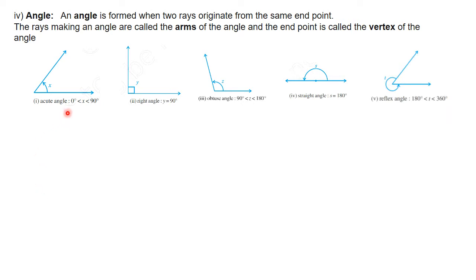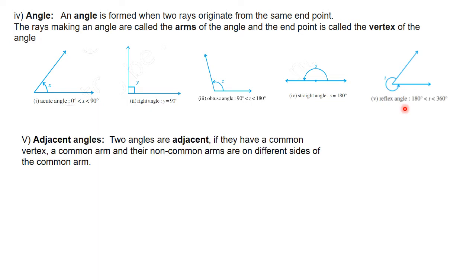So this is an acute angle, whose measure is greater than 0 degrees and less than 90 degrees. Right angle, whose measure is exactly 90 degrees. Obtuse angle, whose measure is greater than 90 degrees and less than 180 degrees. An angle of 180 degrees is known as a straight angle, and any angle whose measure is greater than 180 degrees but less than 360 degrees is known as a reflex angle.